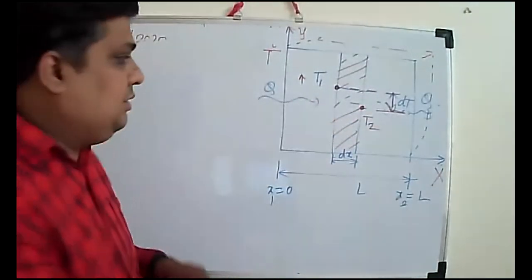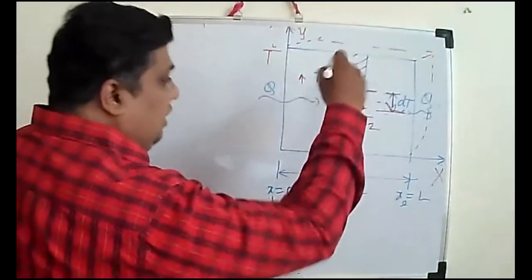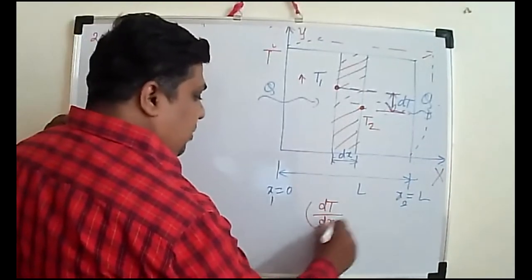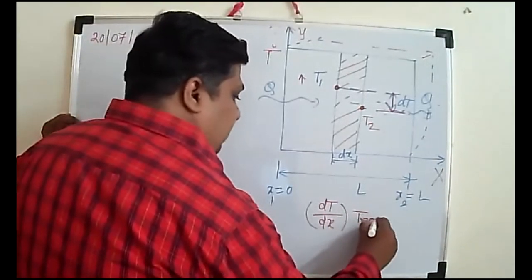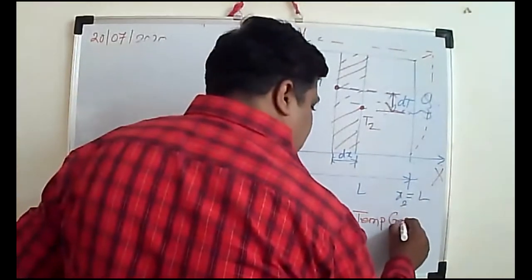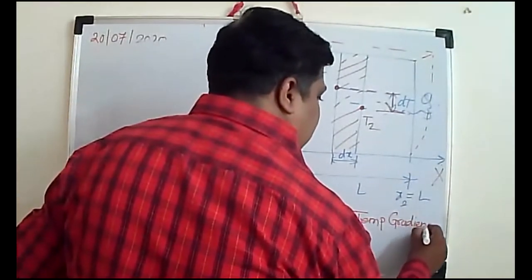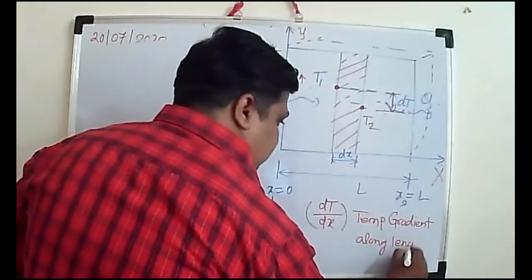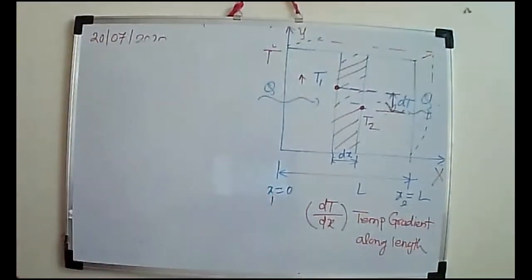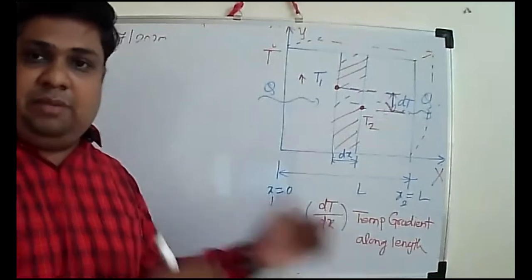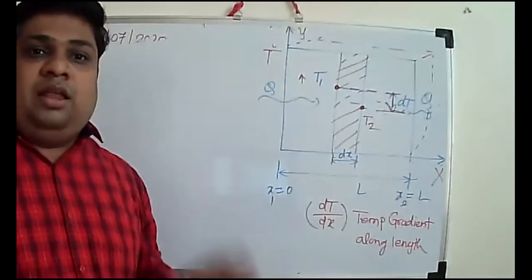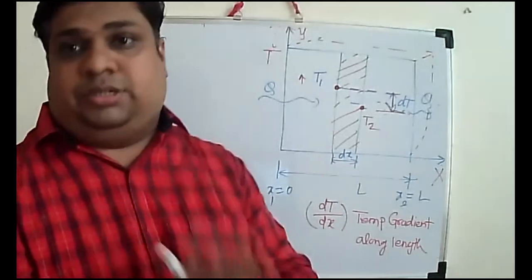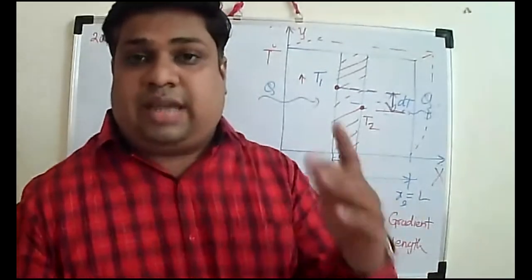This is the small element dx, and dt by dx is nothing but the temperature gradient. See, this dt by dx is called the temperature gradient along the length. Now we have to derive one equation for conduction. We have to get one standard equation.